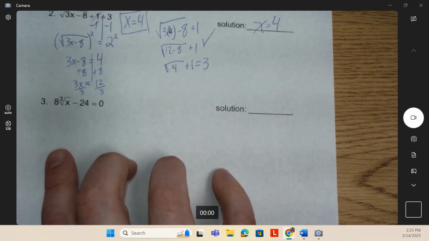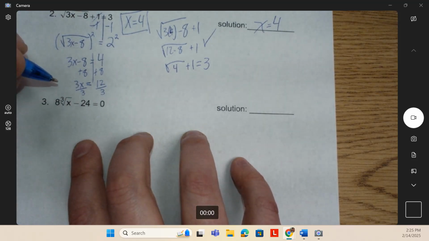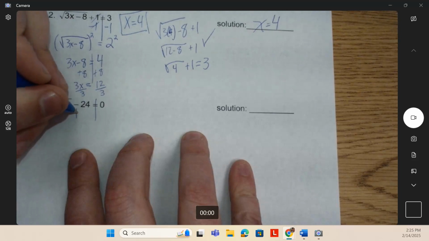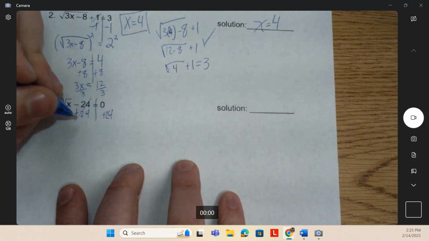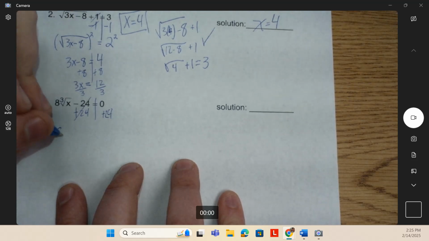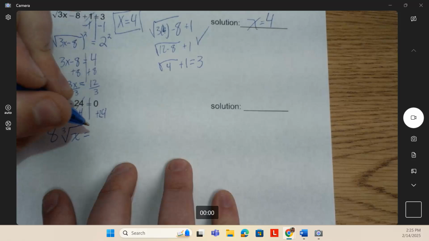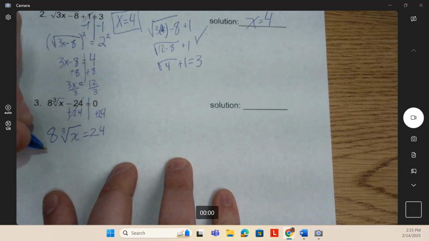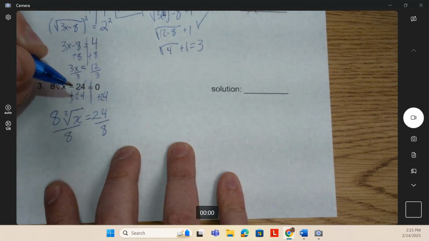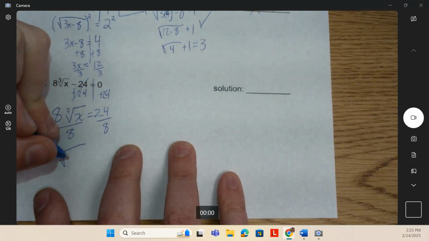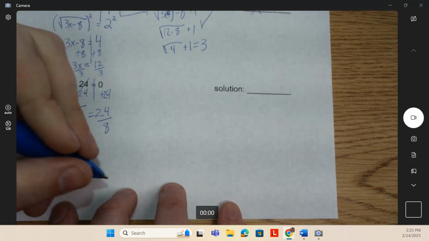And now we've got one with a cubed root. So same thing, I need to isolate that radical. I'll do that first by adding 24 to both sides. Cancel that out. And then I have 8 times the cubed root of x equals 24. And if I divide that by 8, I end up getting the cubed root of x equals 24 divided by 8, which would be 3.